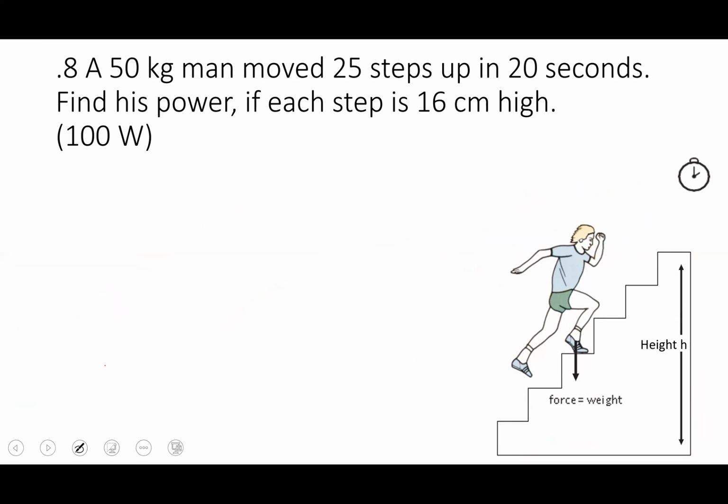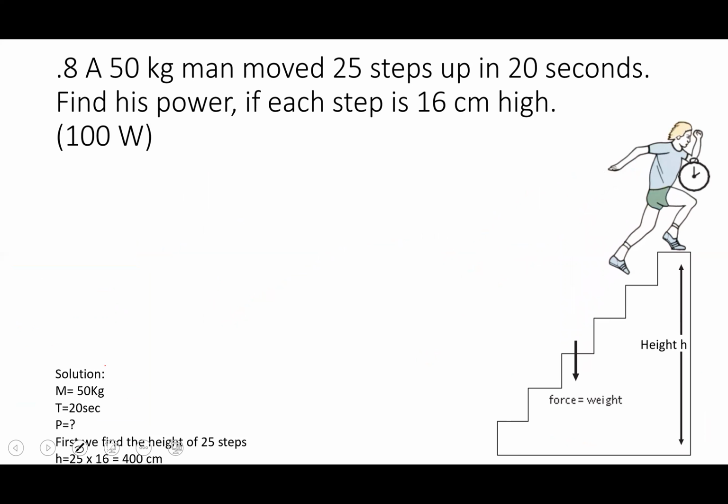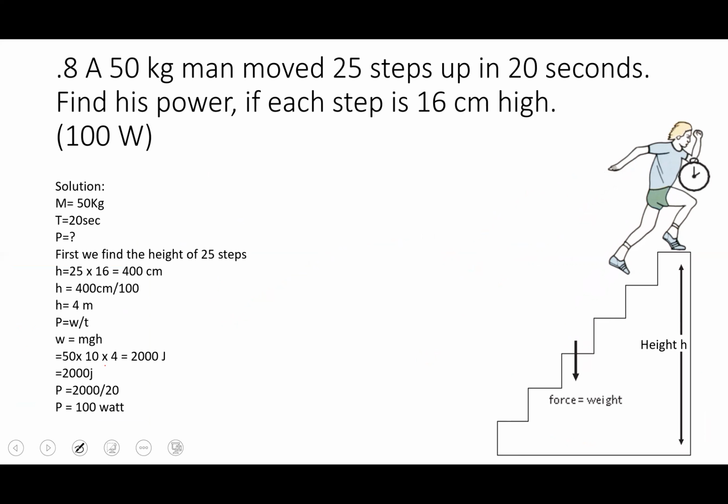Now here he goes and he reaches the top. Now let us calculate. We have the mass, which is 50 kilograms, and the time is 20 seconds. We have to calculate the power. First we find the height of those 25 steps, 25 multiplied by 16, which is 400 centimeters.